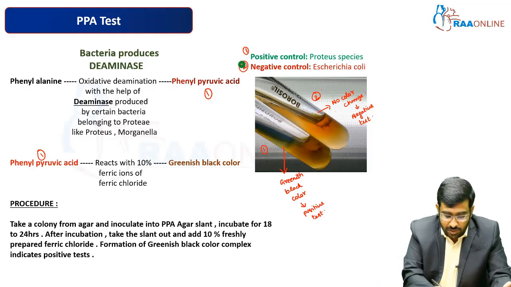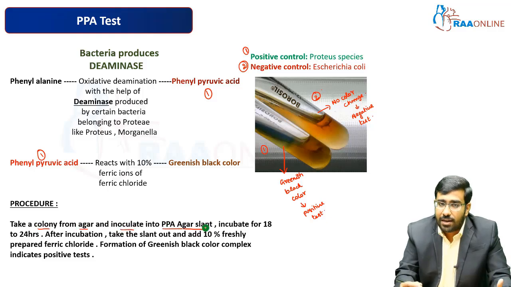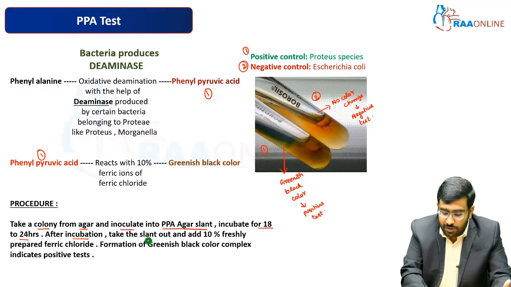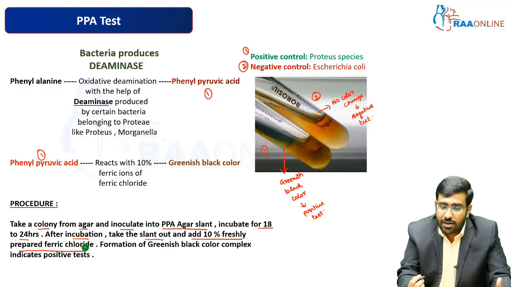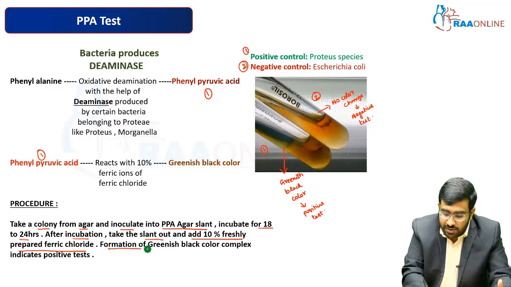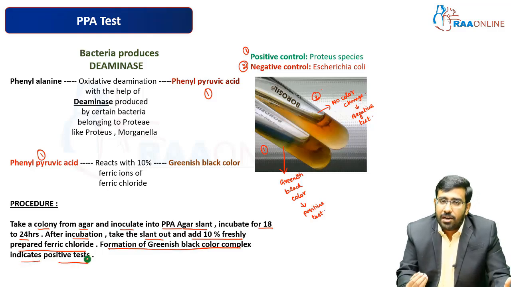So what is the procedure? We are going to take a colony from the agar and inoculate it into the PPA agar slant, which contains phenylalanine, and we are going to incubate for 18 to 24 hours. After incubation, we take this slant out and add 10% freshly prepared ferric chloride, which contains the ferric ions, and the formation of a green-black color complex indicates a positive test. A positive test can be an organism belonging to Proteus like Proteus mirabilis, Proteus vulgaris, Proteus penneri, or Morganella, which is going to turn out positive. Organisms like Klebsiella, E. coli, or Enterobacter are going to come negative for the PPA test.